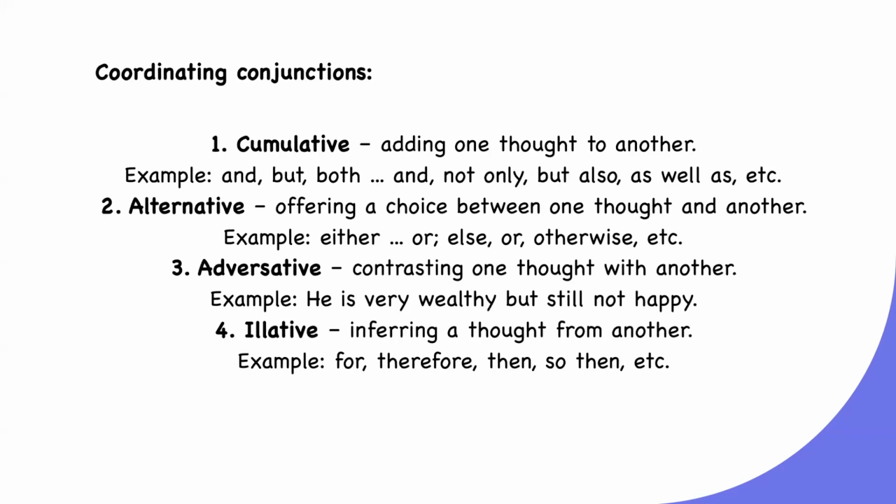First one is cumulative, which adds one thought to another. Example: and, but, both, and, not only, but also, as well as, etc. Alternative, offering a choice between one thought and another. For example, either or, else or otherwise, etc. Adversative, contrasting one thought with another. He's very wealthy, but still not happy. Illative, inferring a thought from another. For example, for, therefore, then, so then, etc.